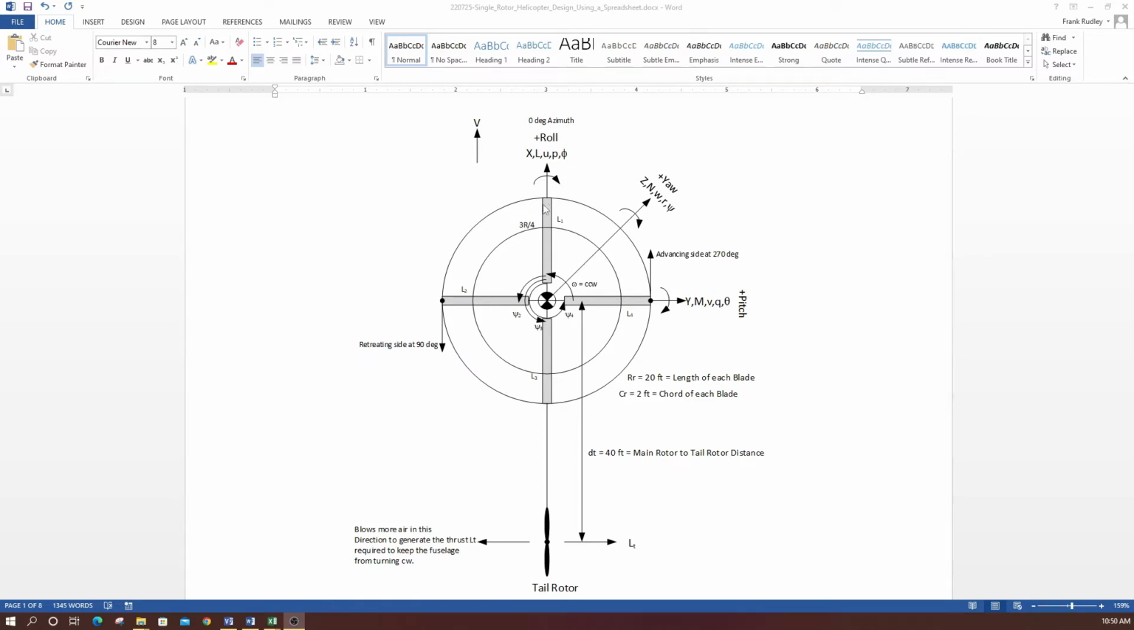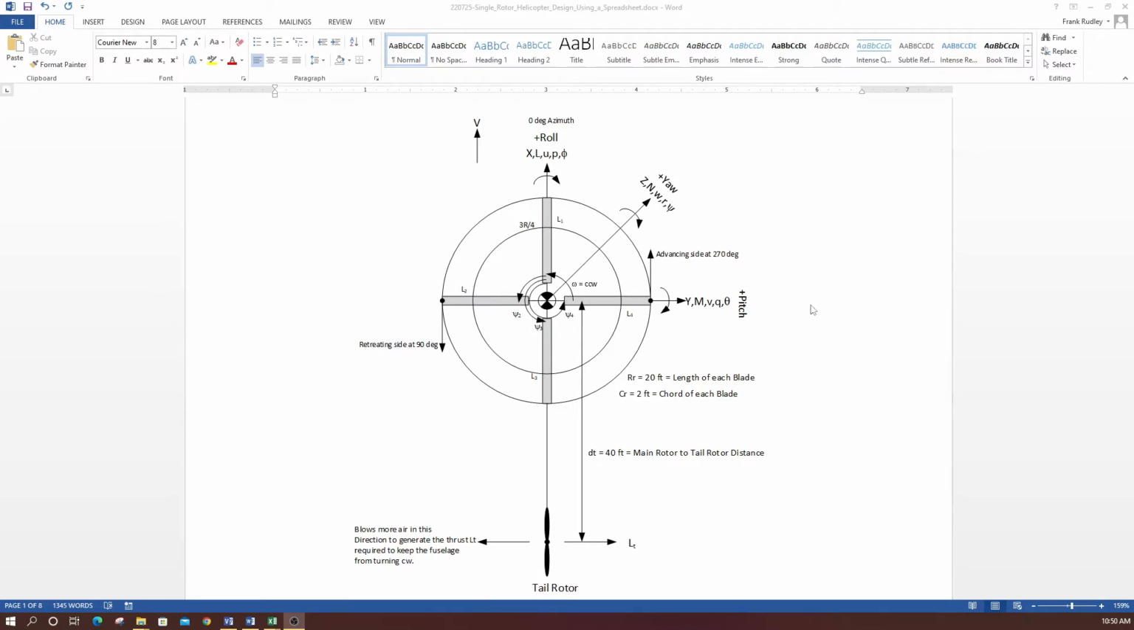So we have some parameters here. We have X, L, and X is the longitudinal force, and L is the rolling torque. These are the positive directions for these forces and torques. U would be considered our forward velocity, P is our roll rate, and phi would be our roll attitude. This is a standard convention for the polarities used in many aircraft conventions.